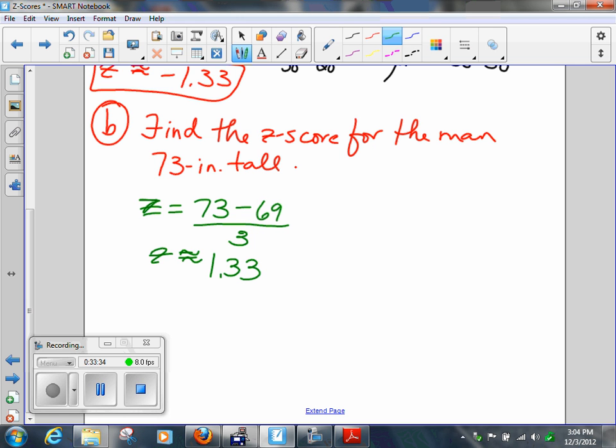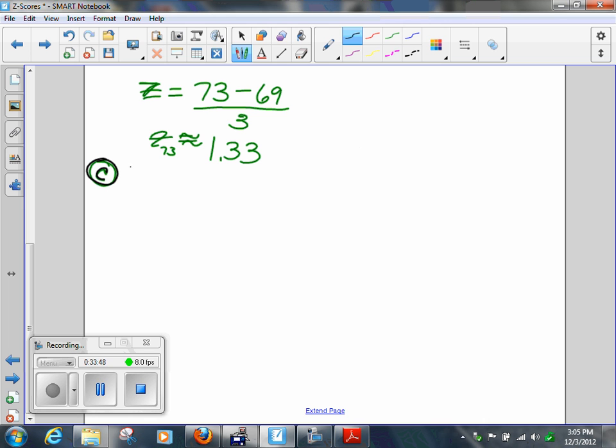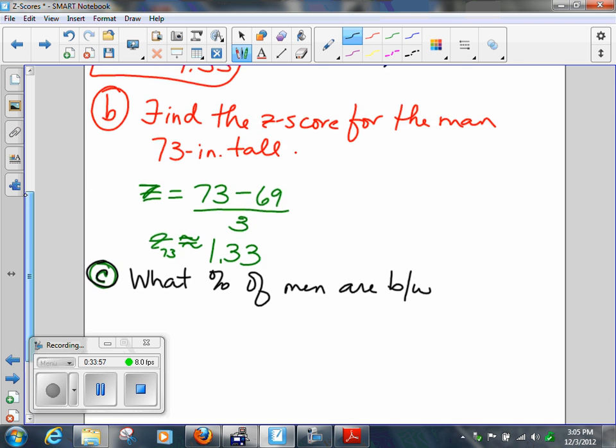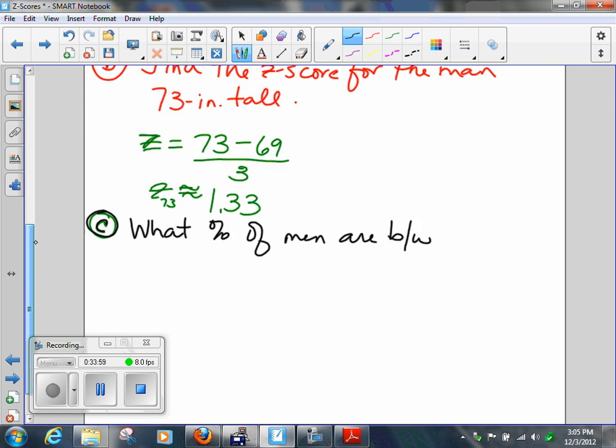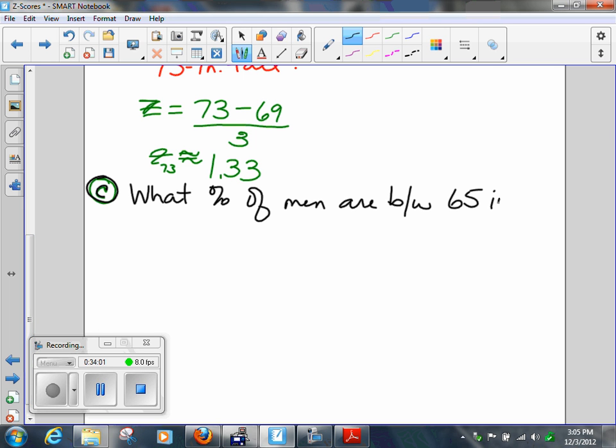Now let's think about what we're looking at. Here's the third part. We found this part. Last piece of the puzzle. What percentage of men are between 65 inches and 73 inches tall?